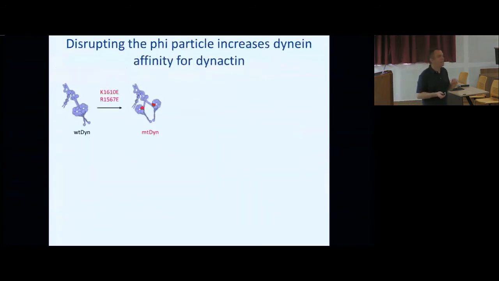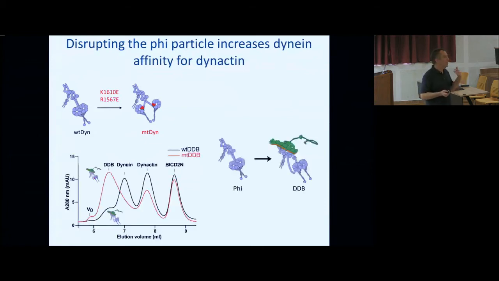To get at that, we went back to our mutant dynein and we asked how it was different. And we actually asked whether it could make dynein-dynactin complexes differently. And the answer is it can.